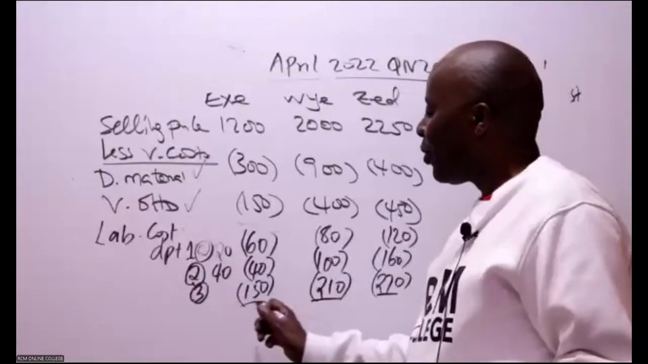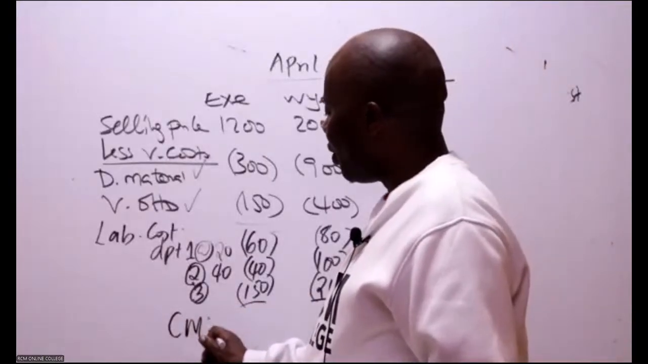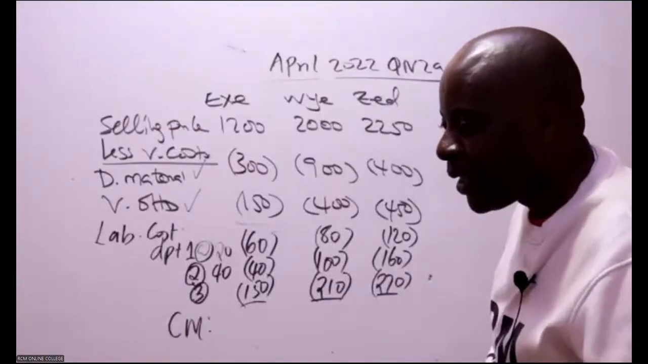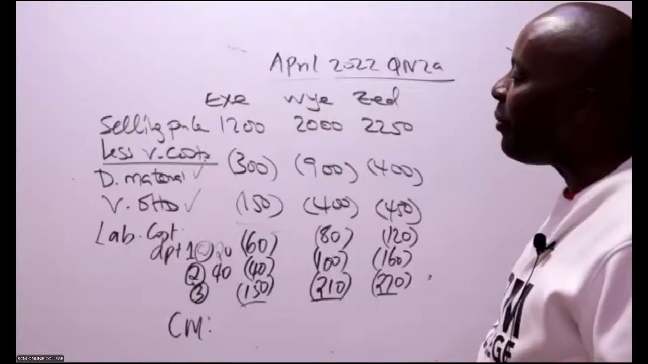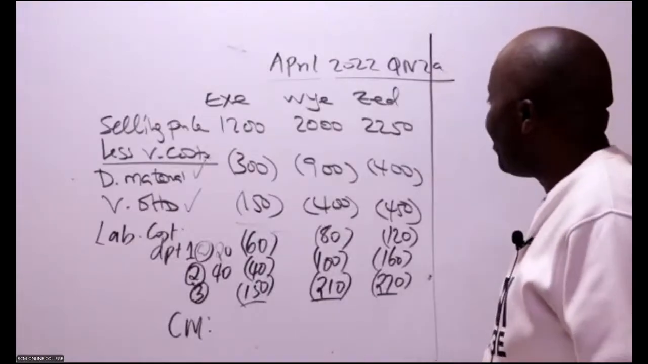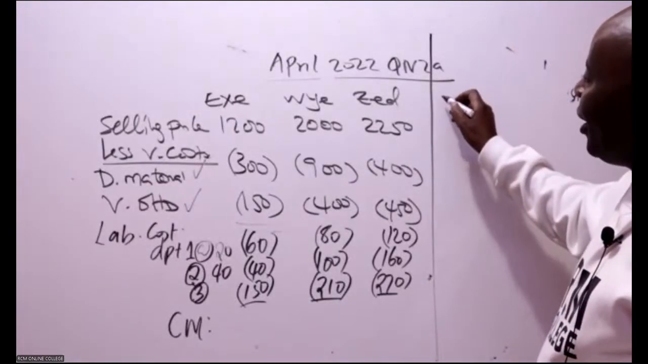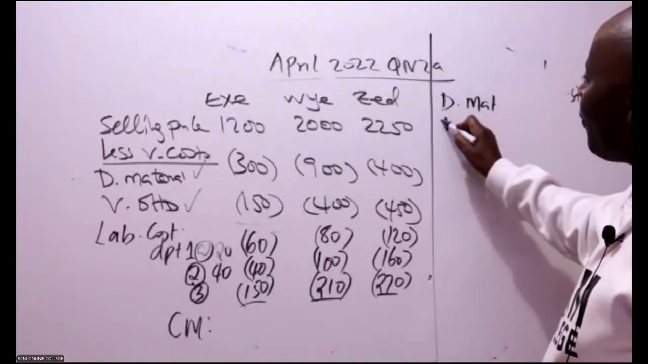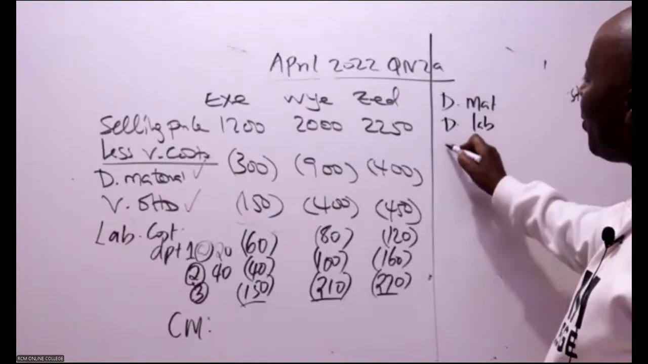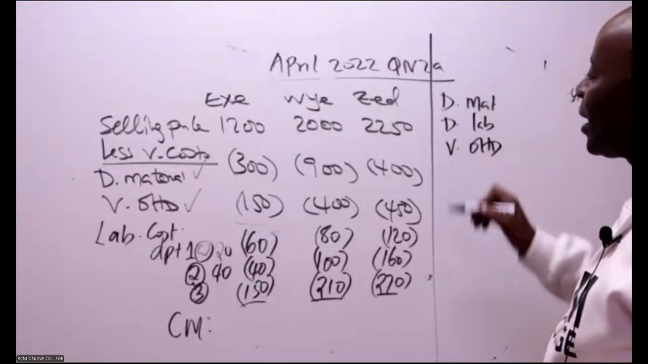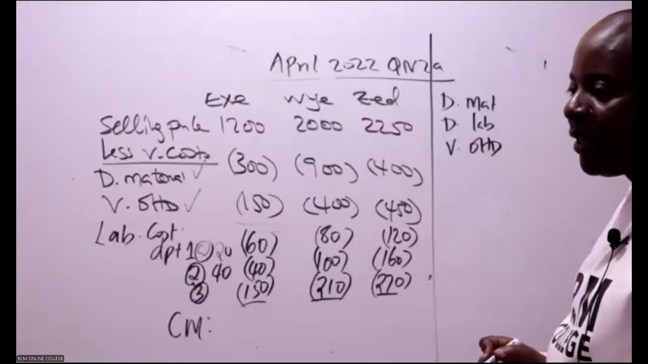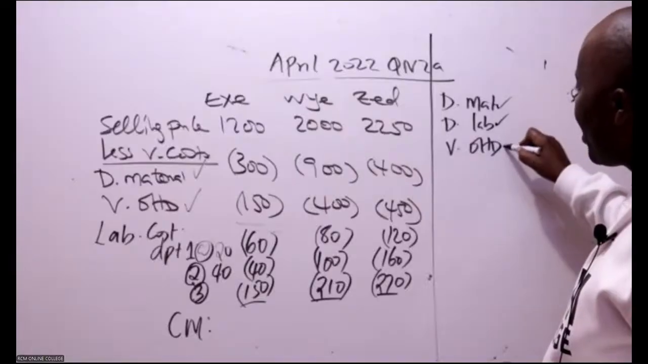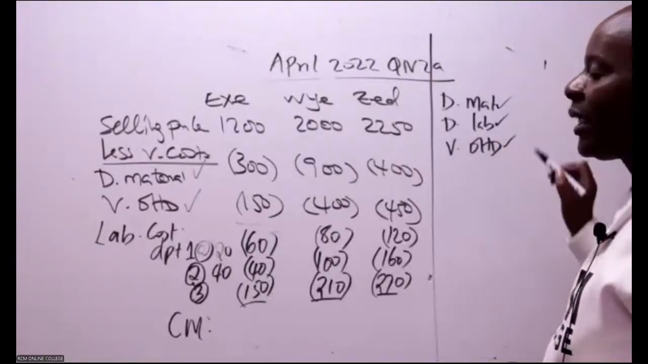So now you are able to give me the contribution margin for each product. Labor cost is part of variable cost. Thanks for asking. Remember, variable costs are normally three: direct material cost, direct labor cost, and variable overheads. So don't bring fixed overheads.